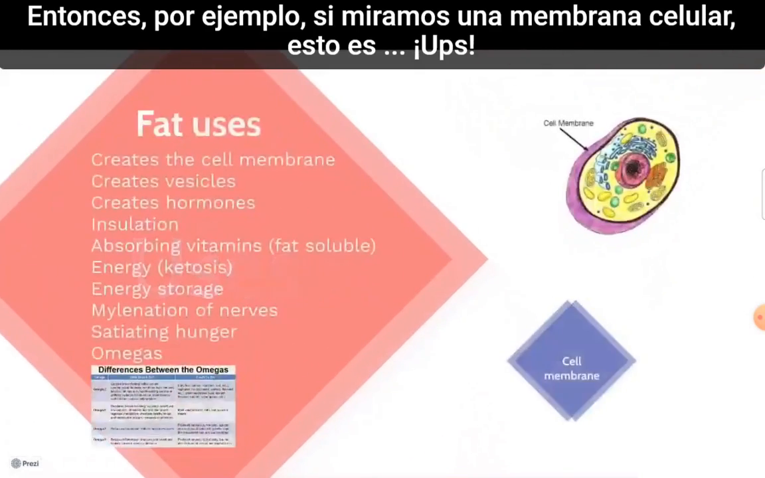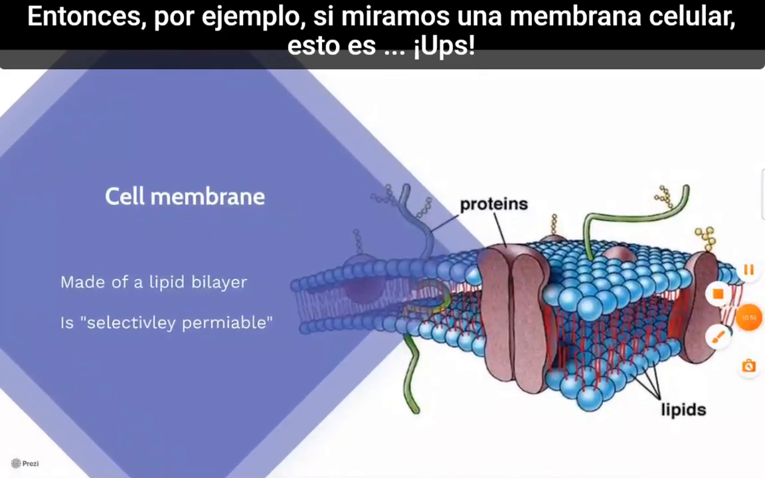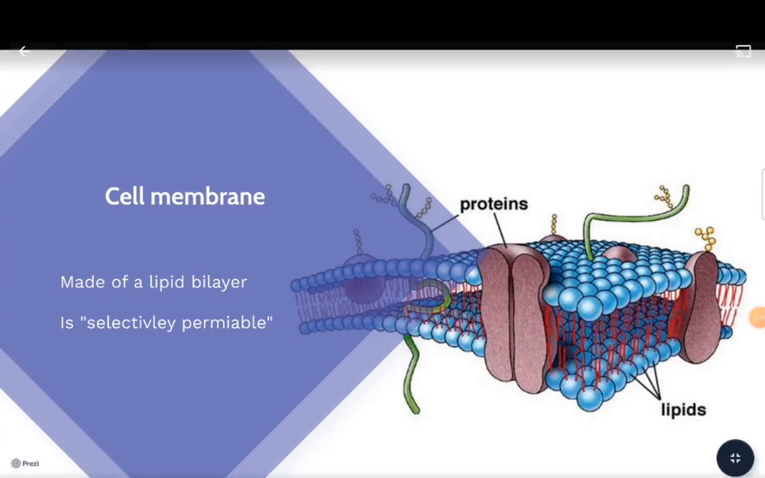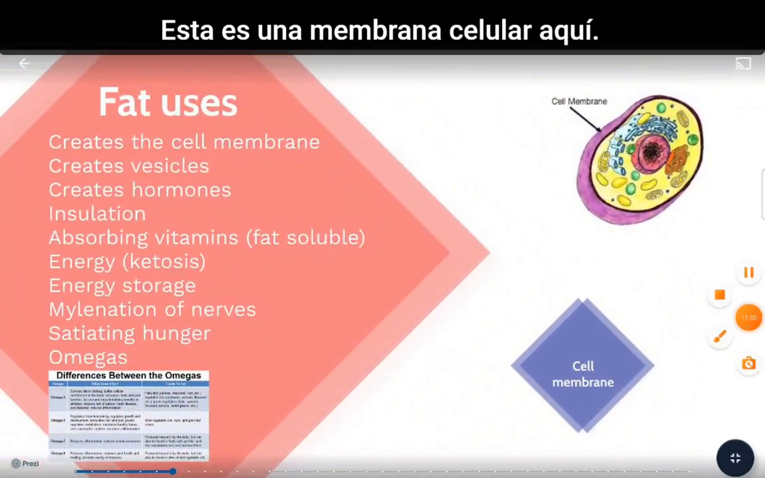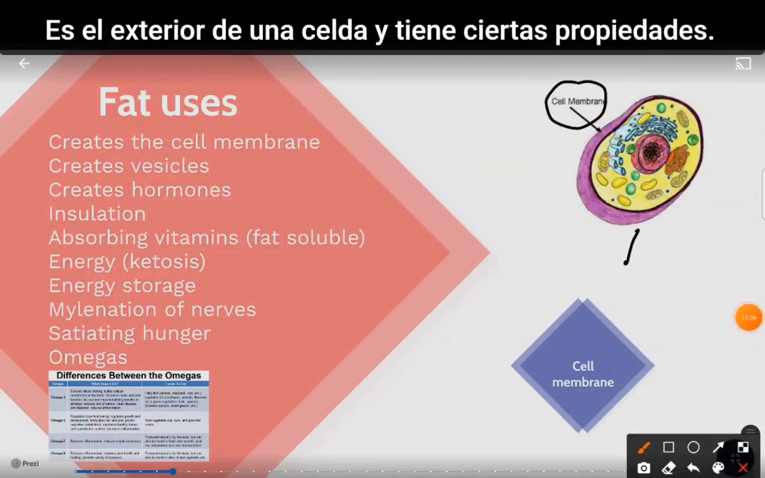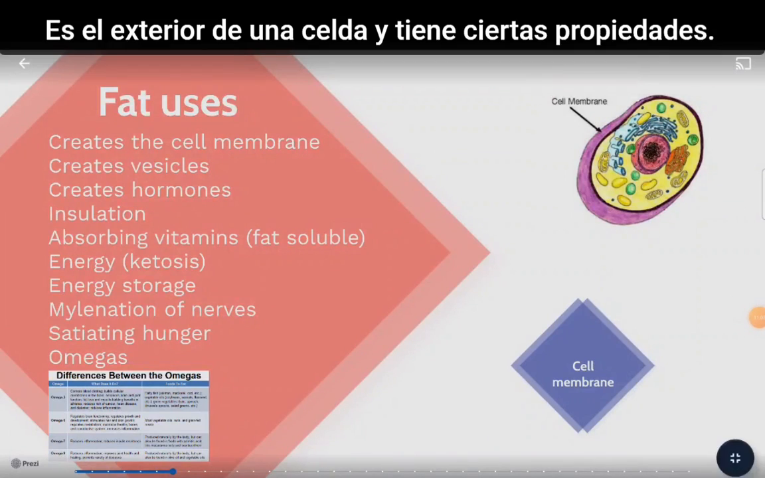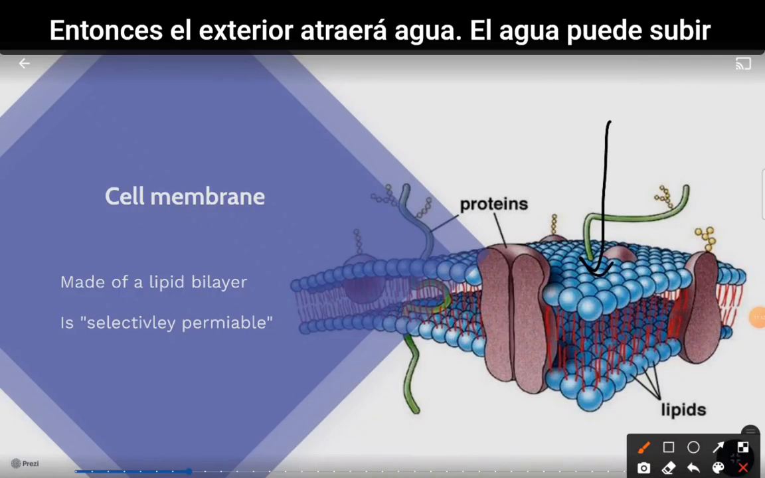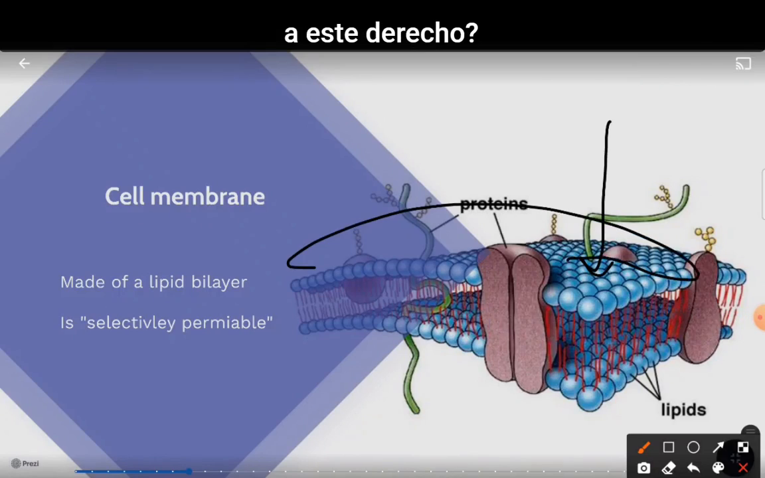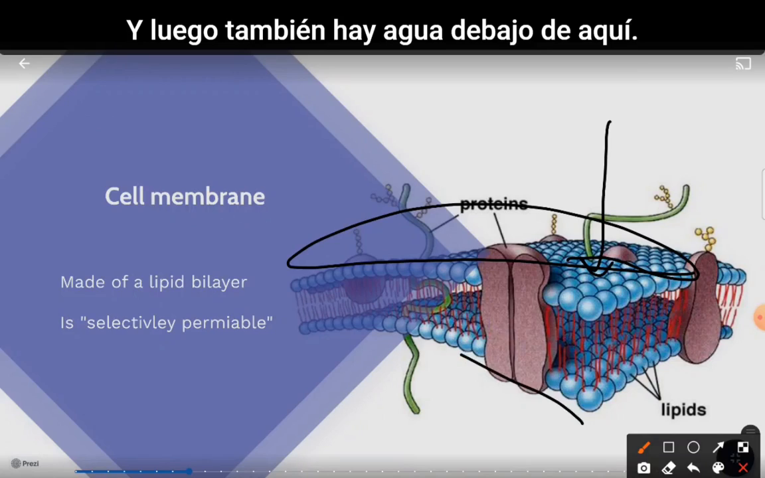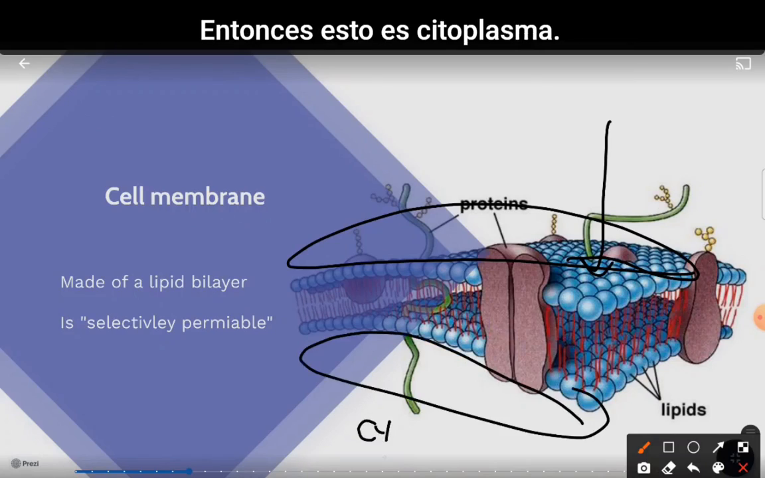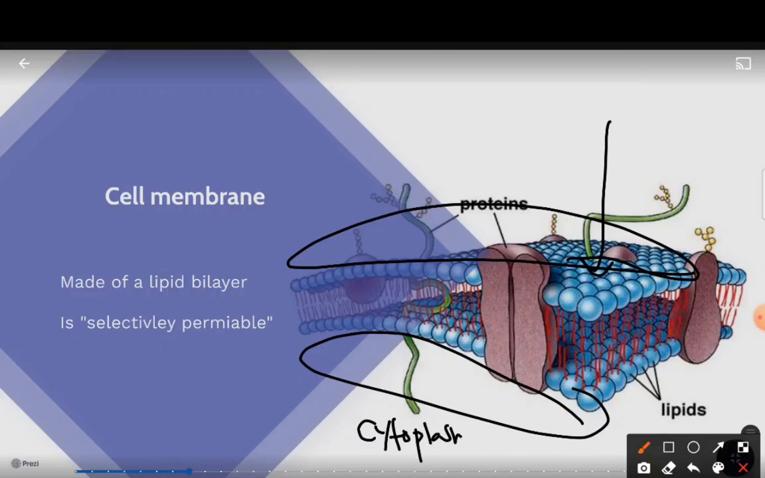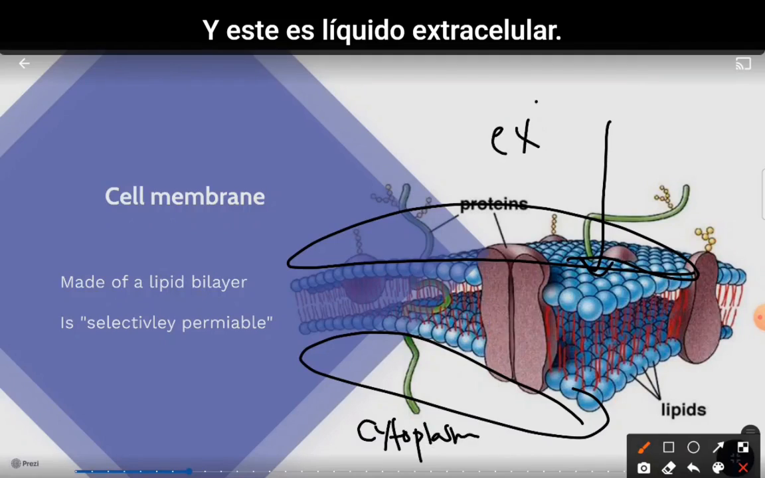So, for example, if we look at a cell membrane, this is a cell membrane here. It is the outside of a cell, and it has certain properties because of this attraction, right, to water. So the outside will attract water. Water can move right up to this, right? And then there's also water underneath here. So this is cytoplasm. And this is extracellular fluid.